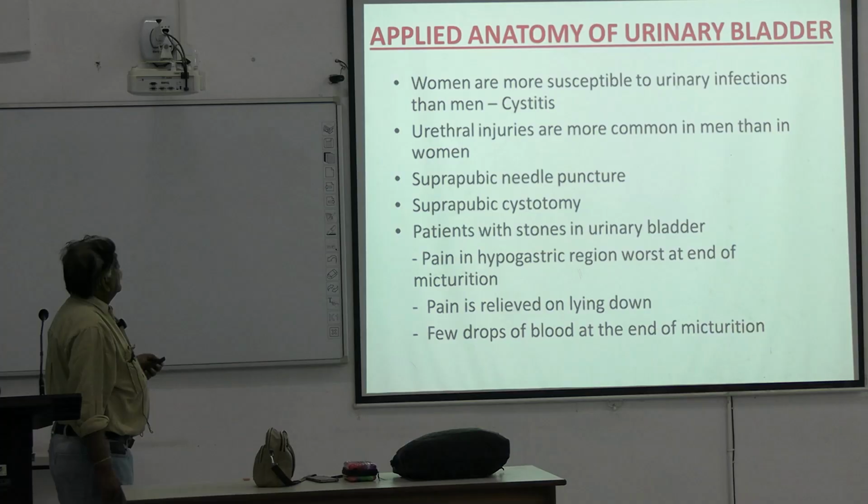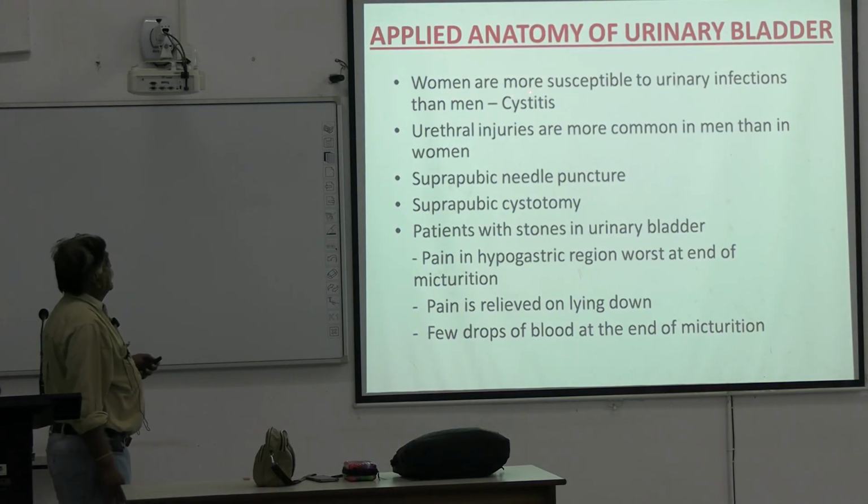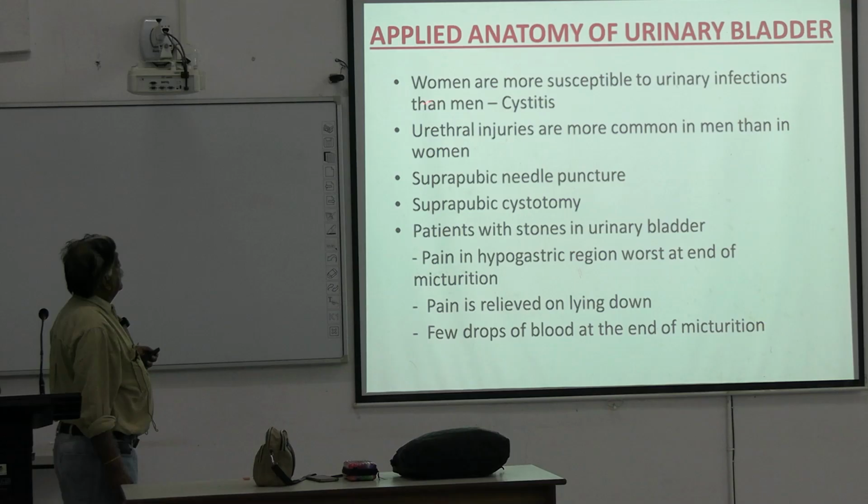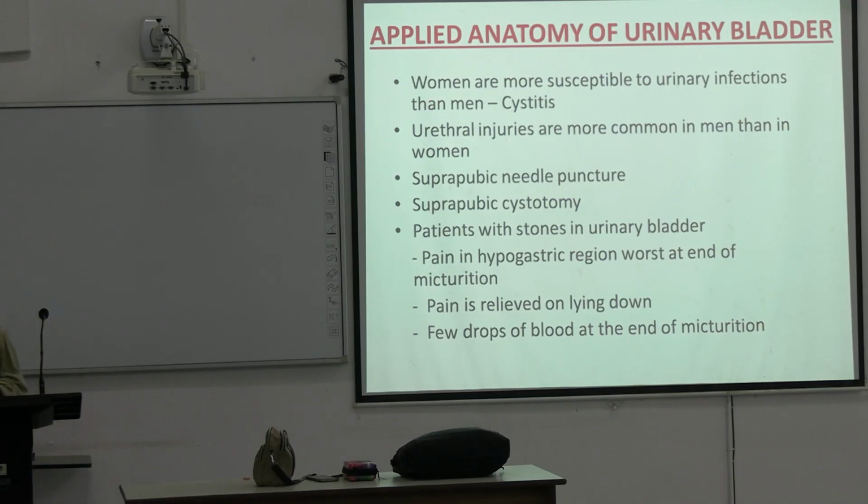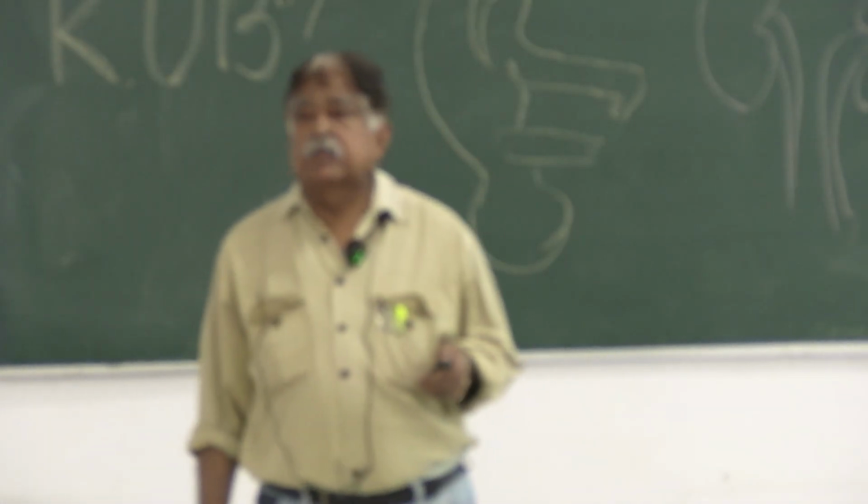Next. Applied anatomy of urinary bladder. Women are more susceptible to urinary tract infection than men in cystitis. Urethral injuries are more common in men than in women. Suprapubic needle puncture, suprapubic cystostomy. Patients with stones in urinary bladder have pain in the hypogastric region, worst at the end of micturition, relieved on lying down, and a few drops of blood at the end of micturition. Now, see, women are more susceptible to cystitis, and it's a botheration also.